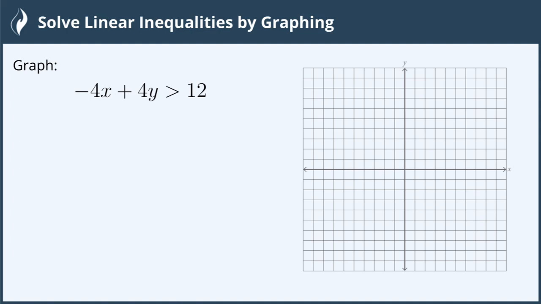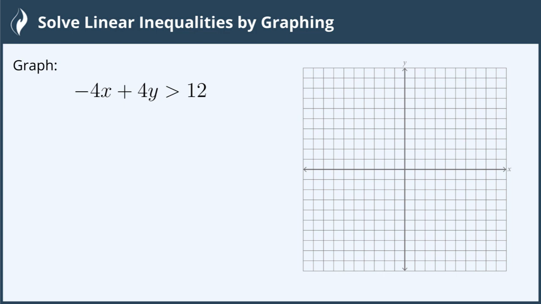In this video, we're going to solve a linear inequality by graphing. To do that, the first thing we do is pretend that the given inequality is an equation and ask yourself, how would you normally graph it? So if I had negative 4x plus 4y equals 12, so again, thinking of it like an equal sign, I would probably think to do it by intercepts.